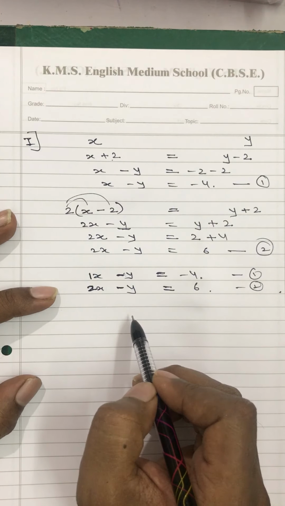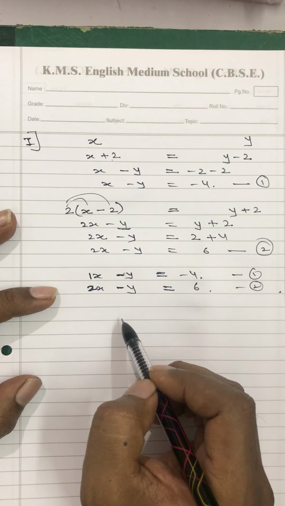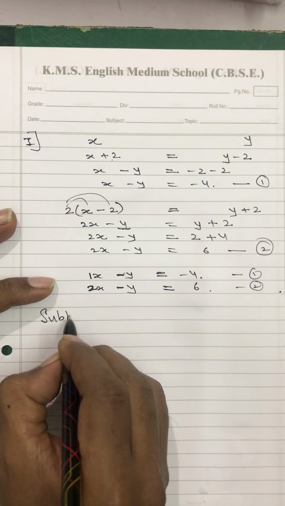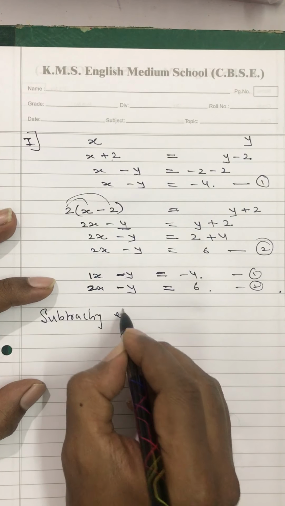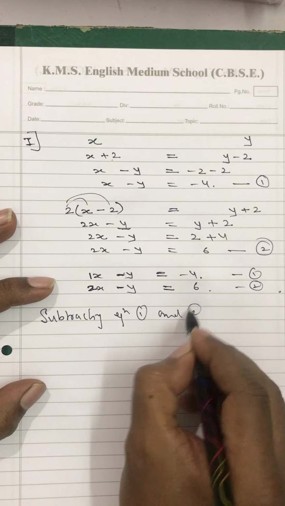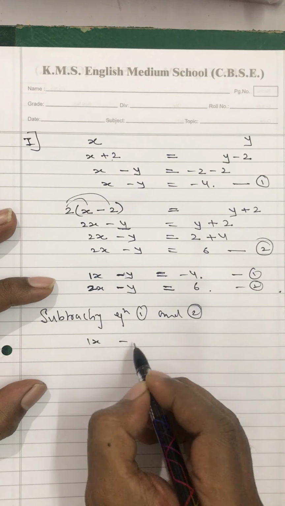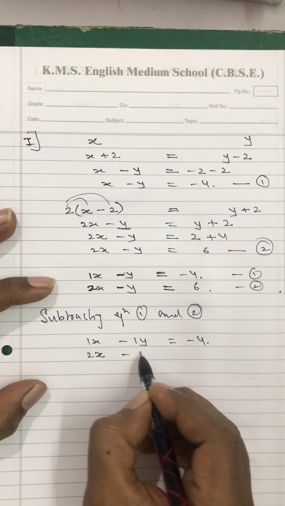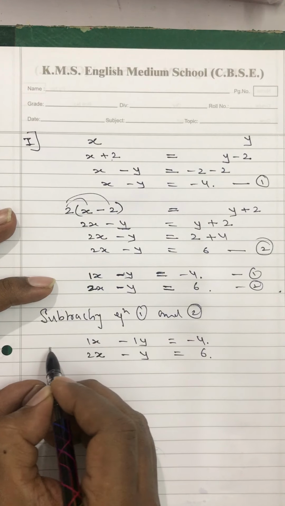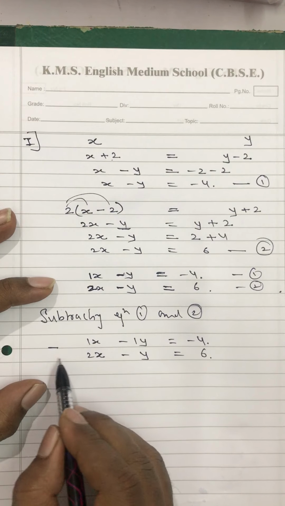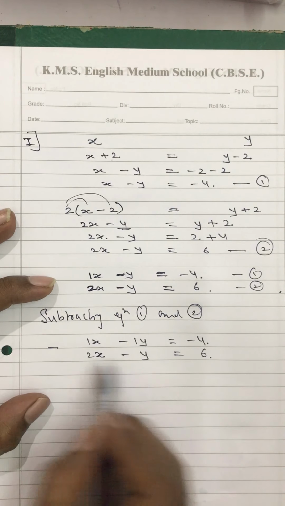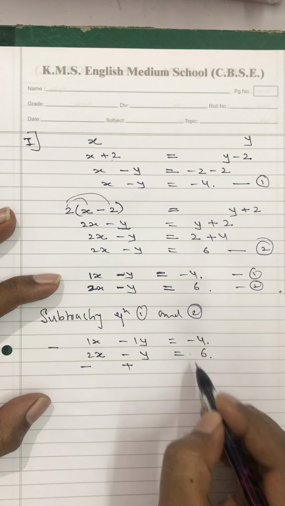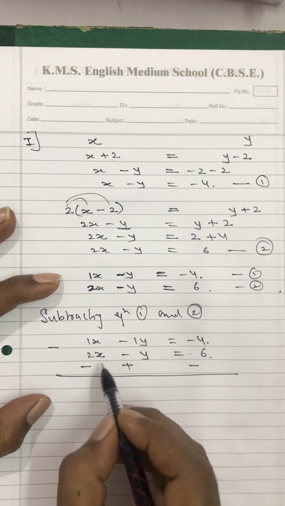In this case of ours, both the equal coefficients have the same sign, -1, -1. So you will subtract the 2 equations, equation 1 and 2: 1x minus 1y is equal to -4, 2x minus y is equal to 6. While subtracting the 2 equations, the signs of the second equation will change. This plus will become minus, this minus will become plus, this plus will become minus. Now you will have to consider the new signs.